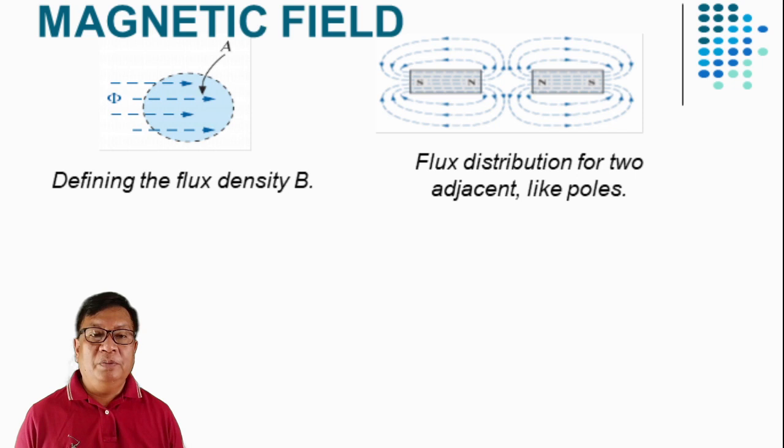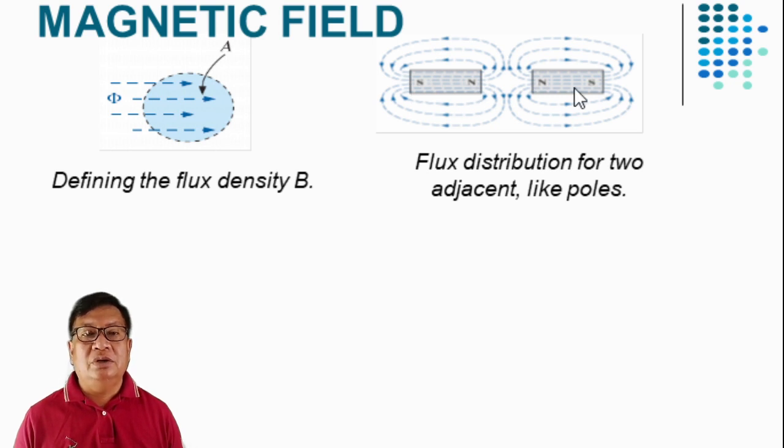Okay, so ito po yung flux distribution for two adjacent magnets, no? But take note, they have the same or like poles. So mayroon po tayong isa po dito, ito po yung magnet, tsaka yung isang end dito is north and the other end is also north. So pares-parehas lang po yun. So the direction of your fluxes will be this direction.